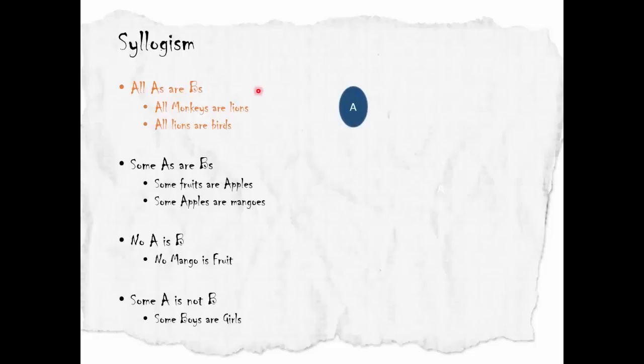All A's are B's. So we draw A and then we draw B such that all of A is in B, right? There's another possibility to it. Here also we have drawn A and we have drawn B on top of A such that all portion of A is B and all portion of B is A. So keep in mind these two possibilities.